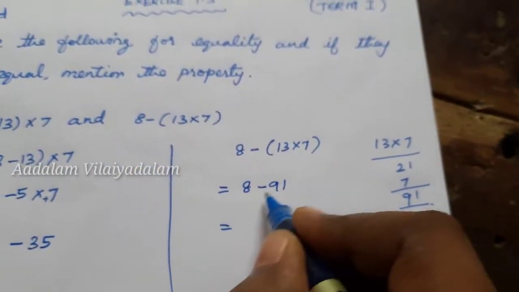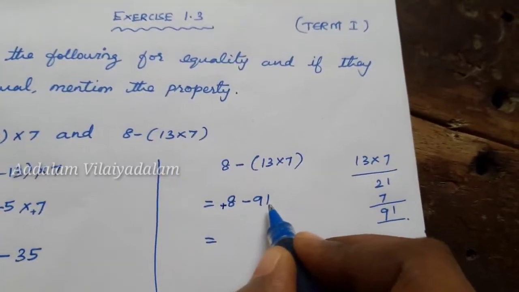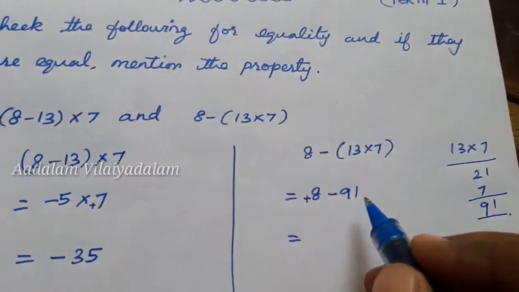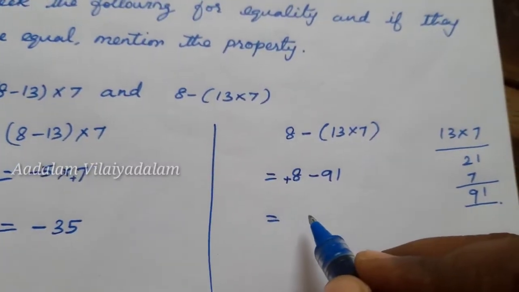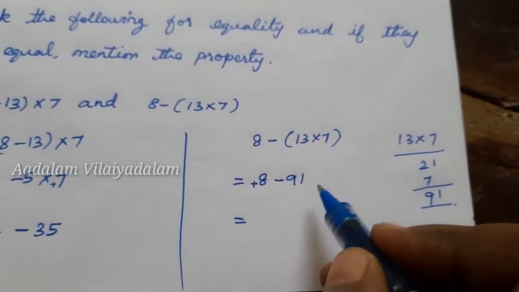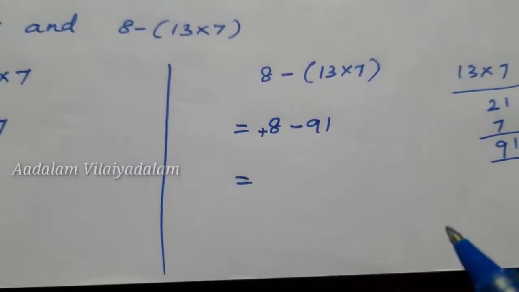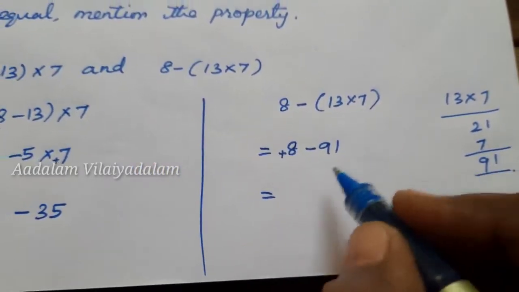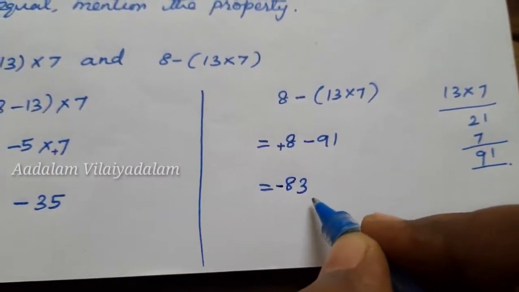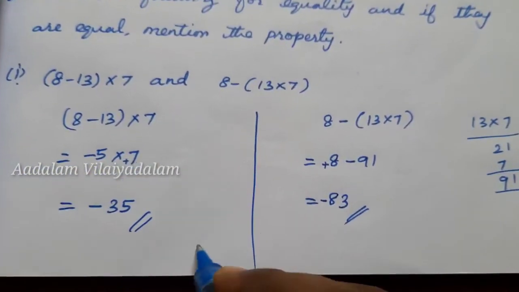Now you see there are numbers with different signs. For the 8 there is a plus. For the 91 there is a minus. So if there are different signs, we have to do the subtraction and write the greater number's sign. So let's do the subtraction. If we do subtraction, what will you get? 91 minus 8, you will get 83. The greater number's sign is minus. Now you see, these both values are not equal.